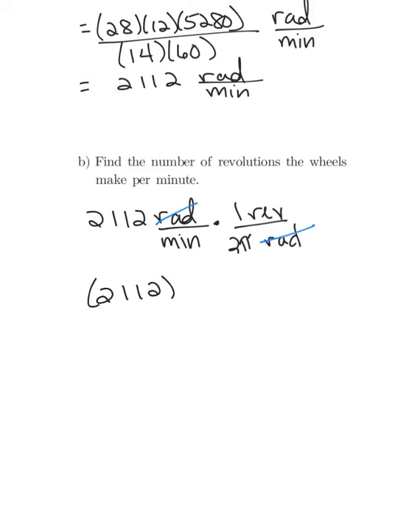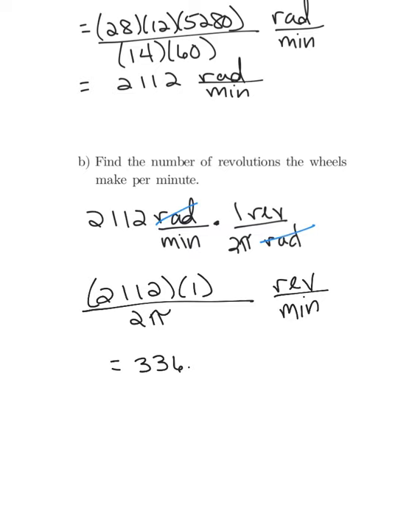And you have 2,112 times 1 for numbers in the numerator. You have 2 pi for numbers in the denominator. Your labels are revolutions per minute. Do these calculations and you wind up with 336.14. But remember, we are supposed to round our answers to the whole number. So we're going to say this is about 336 revolutions per minute.